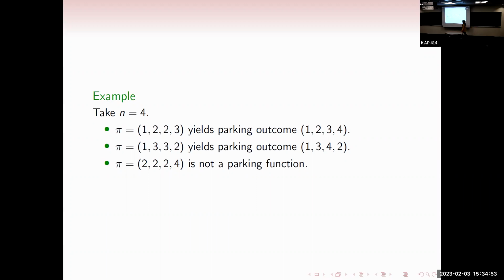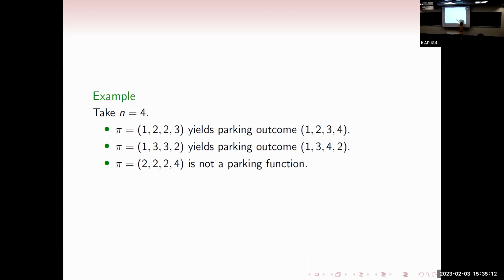Right? And then for another example, 1, 3, 3, 2, as you can see, 1, 3 are both available. So the cars park here. And then this 3 is already occupied by the second car. So it will drive forward to park in spot 4. And then this 2, it will park in spot 2.